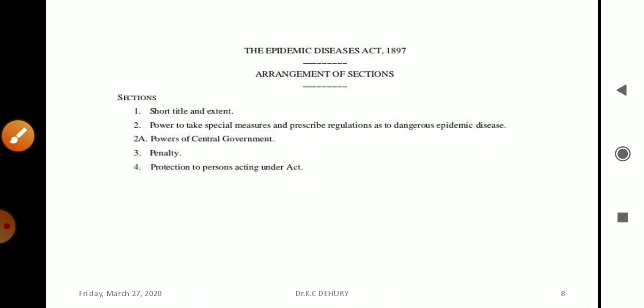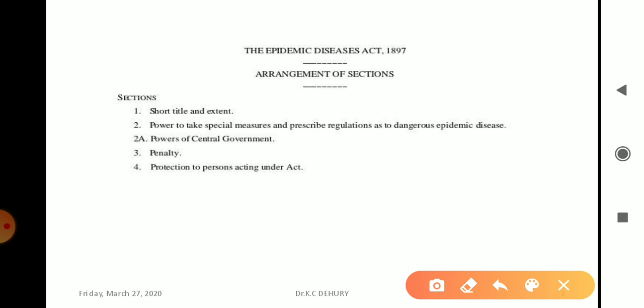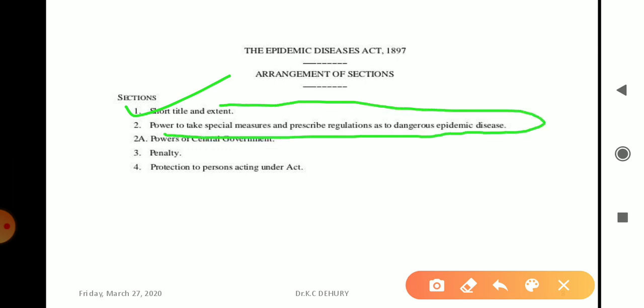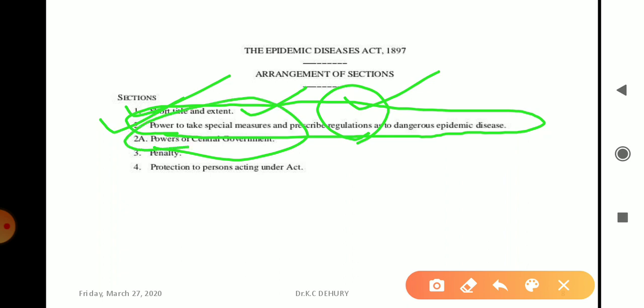So let's discuss what the Act exactly is. This is a very short and small Act with few provisions. The first section gives the short title and the extent. Then it describes the power to take special measures and prescribe regulations for dangerous epidemic diseases. Section 2 is very important, because it gives the power to take special measures and prescribe regulations to regulate and control dangerous epidemic diseases. Then the power of the central government.